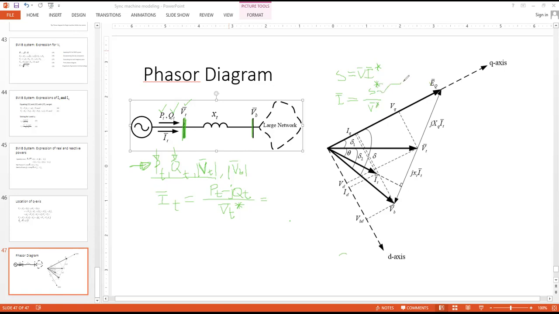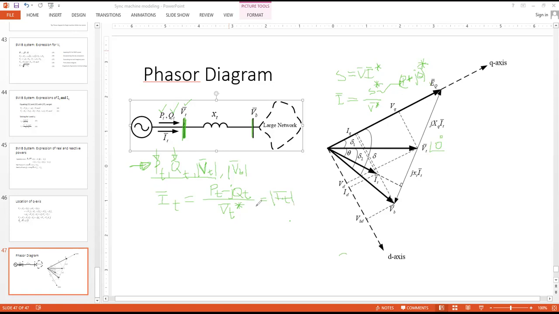And S, as we know, on its own is P plus JQ. If I take the conjugate of this, then the imaginary part will change its sign if it is represented in rectangular form. In the polar form, the angle will change its sign. However, we are taking the rectangular representation, so the plus sign will become minus. So simply IT is equal to PT minus JQT over VT conjugate. But because we are taking VT initially to be at some angle 0, we don't have to bother about the conjugate term here. So from here, we can get the magnitude of IT.